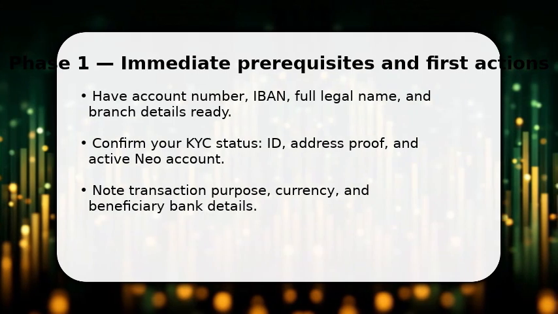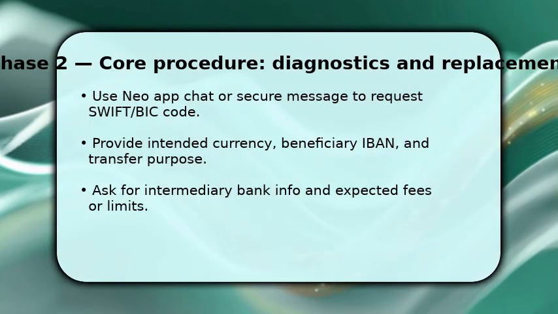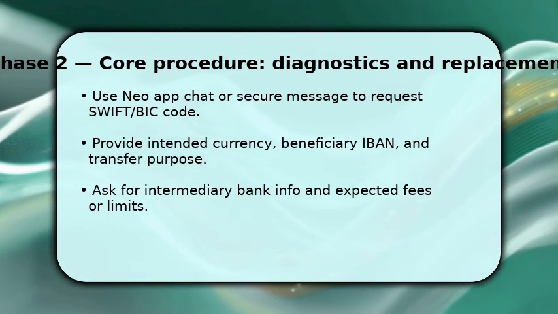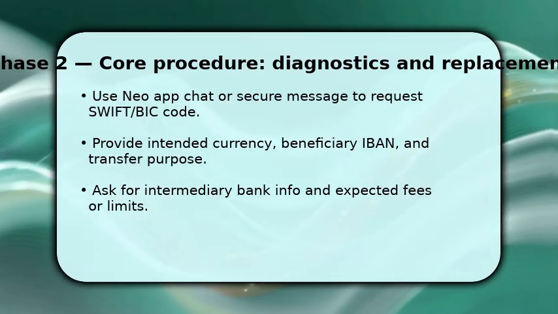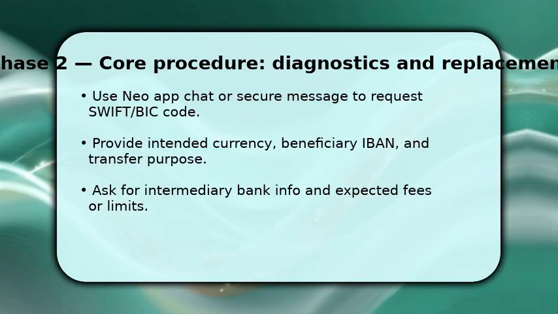Now you request the Swift code formally through Neo. Choose Secure in-app chat, Message Center, or call customer support. Explain the transfer currency and give the beneficiary IBAN and purpose so they can confirm the exact BIC variant.